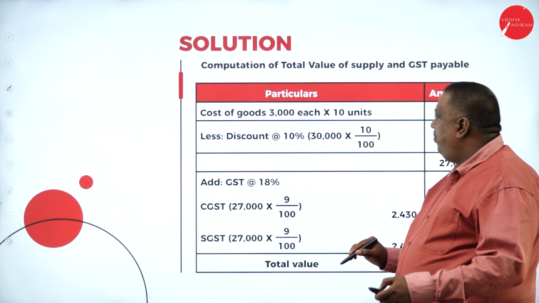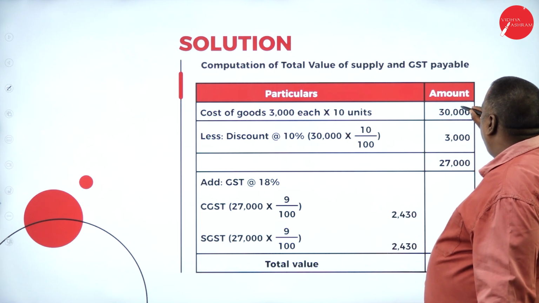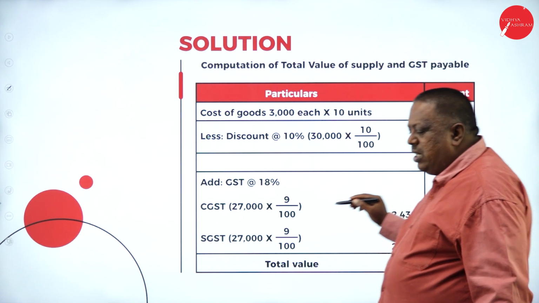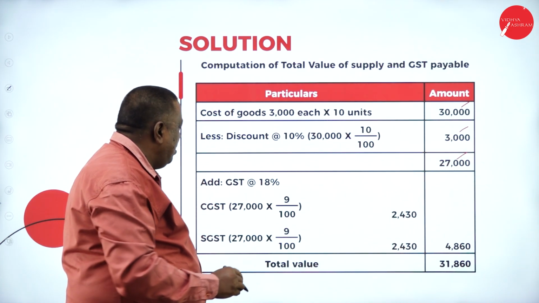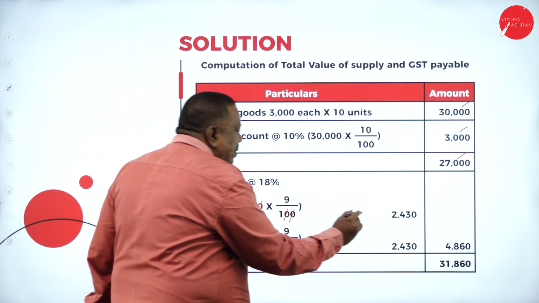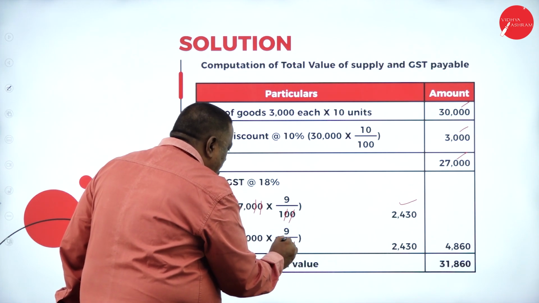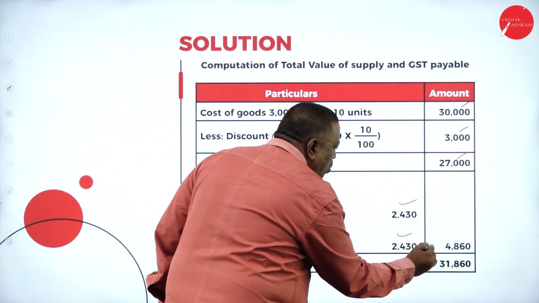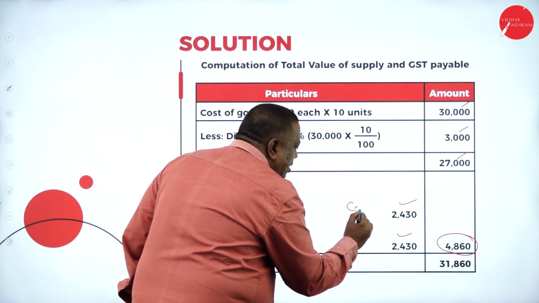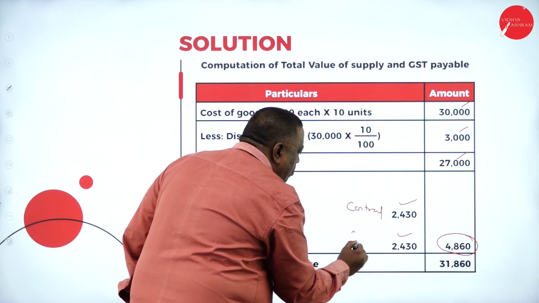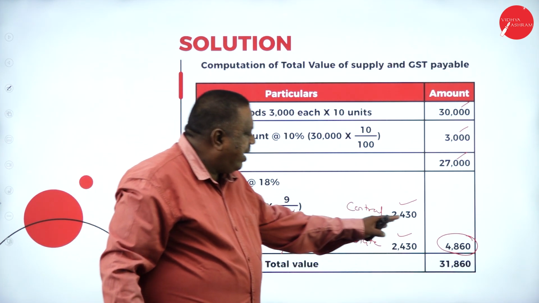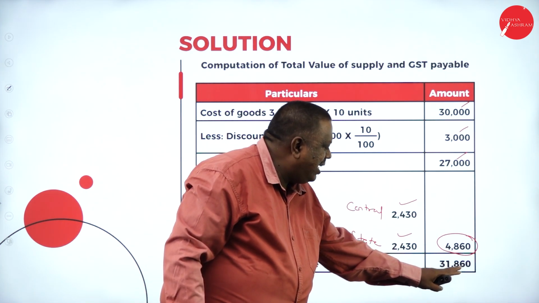Got it? So yeah, 3,000 into 10, 30,000. Discount we are giving 3,000. The product is 27,000. What is the rate of GST I said? 18%. So 27,000 into 9 by 100, 2 zeros cancelled here. So I'm collecting 2,430. 2,430. Total tax I'm collecting 4,860. This will be paid for the central and this will be paid for the state. So this is how we are going to calculate, and the final value of the commodity is 31,860.